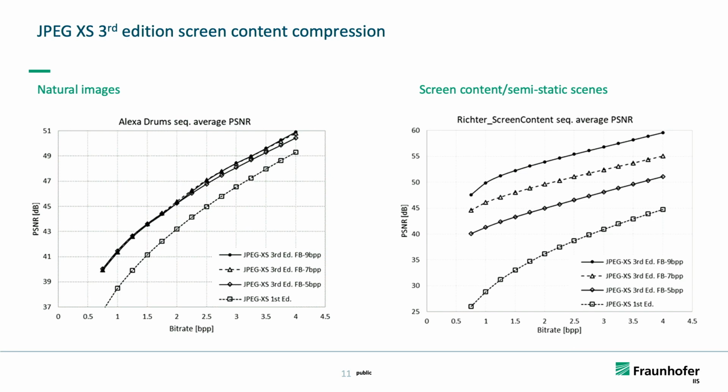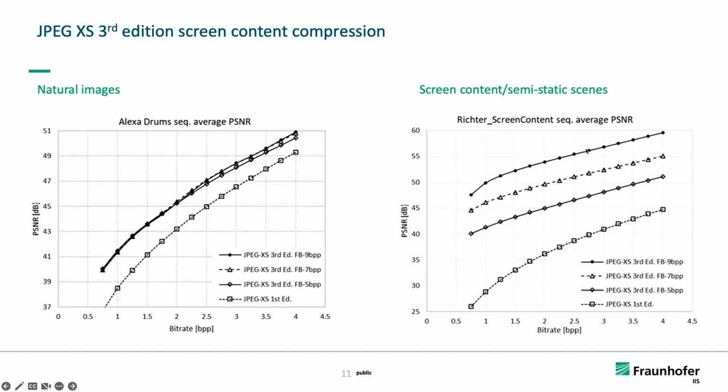What is the result now? If you look at the Alexa drums, so natural content, you have only a small improvement of around 2 dB. That's mainly because of the more or less static background. And if you have, of course, a completely moving image, then there is no improvement.